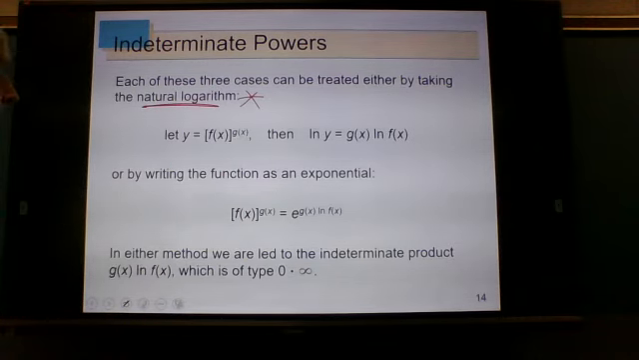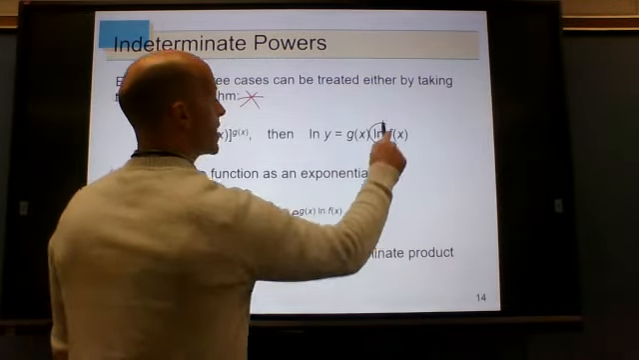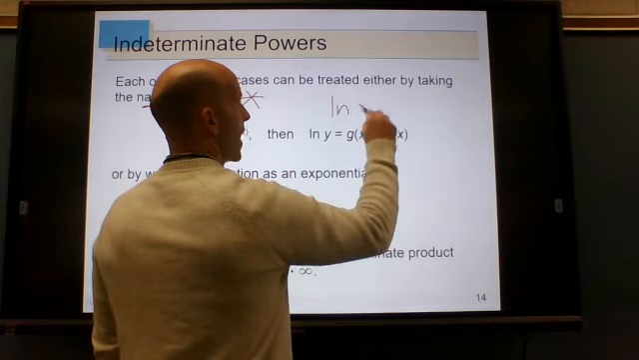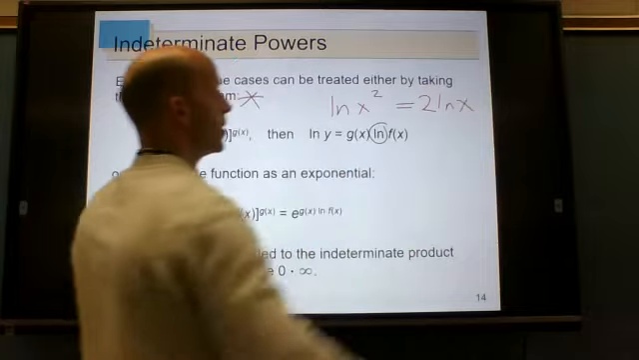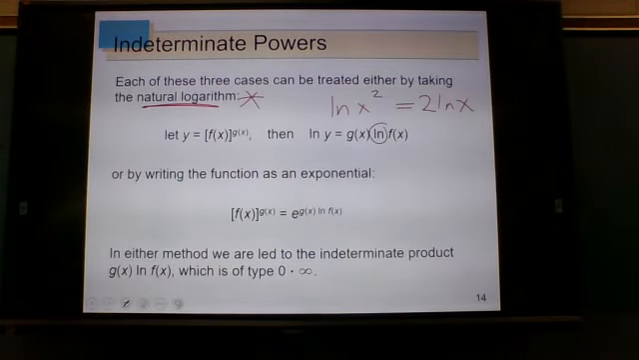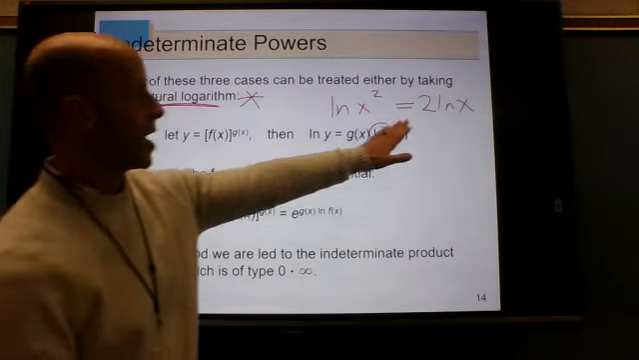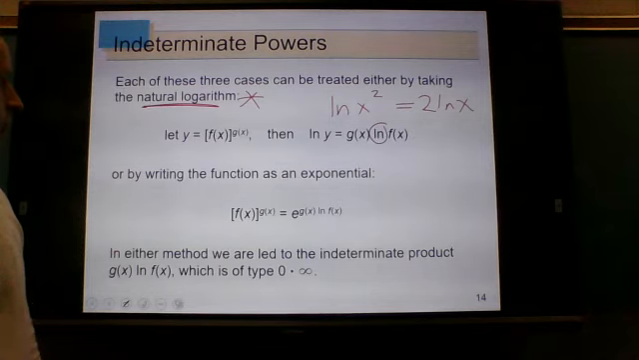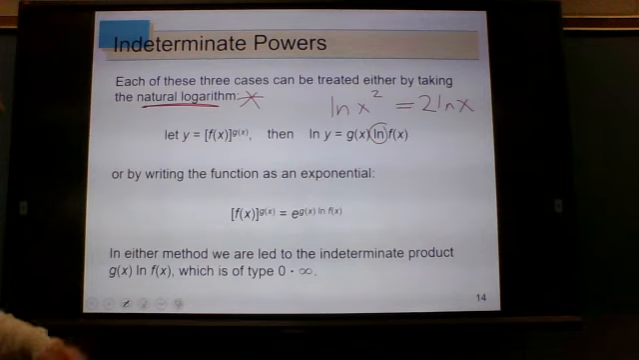In other words, what we're going to do is take y equals f of x to the g of x, and we're going to use this rule. In fact, let me just show you the rule. The natural log of x to the second, I hope you all know that's equivalent to 2 times the natural log of x. You probably recall that rule. Obviously, this is a concrete example of it, but that's what we're going to use here. And then once we get to something like this, we're back to that product example we did earlier.